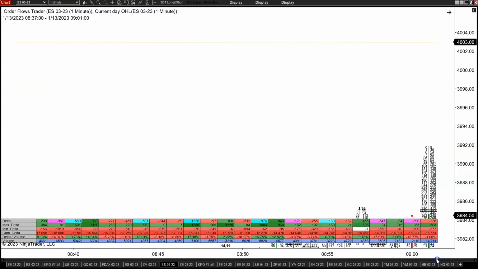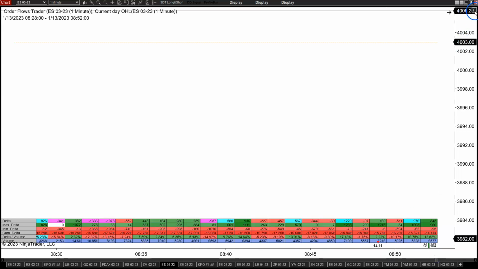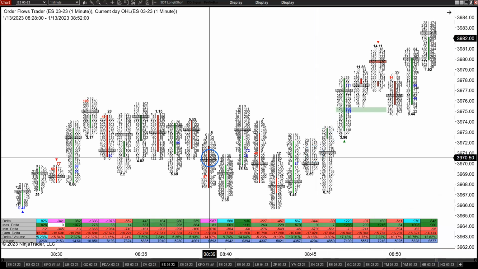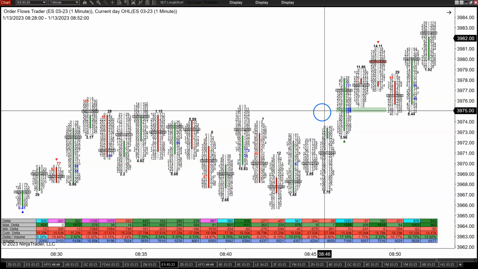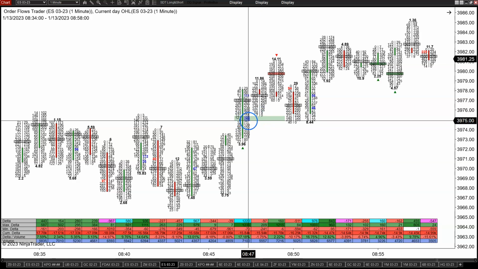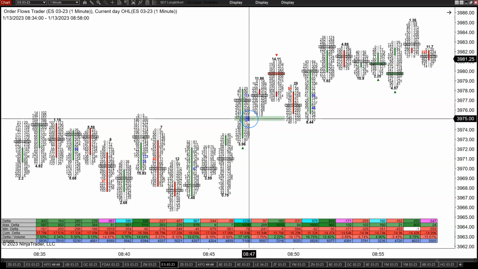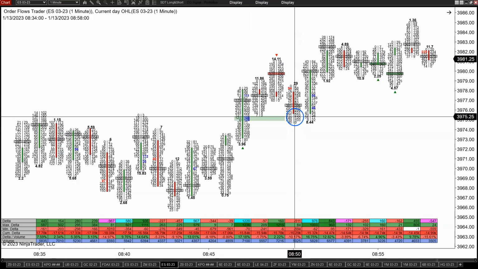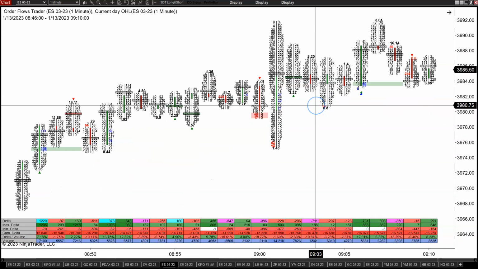Now I'm looking at an imbalance level of 10 to 1. And 2 stacked neatly on top of each other. Right here, here's this stacked buying imbalance. Again, the ratio is 10 to 1 instead of the normal 4 to 1, and I'm only looking for a minimum of 2. Comes right back down to it, gets one tick through, rallies back up.